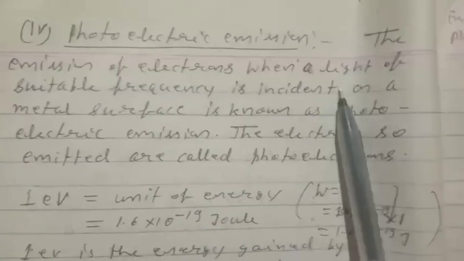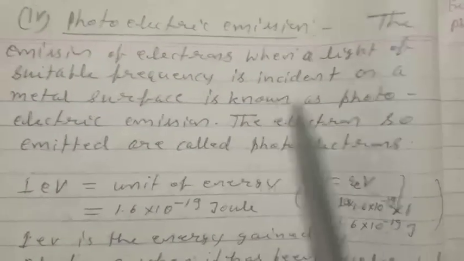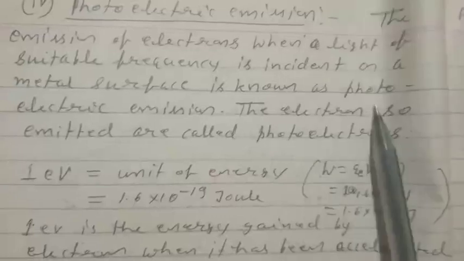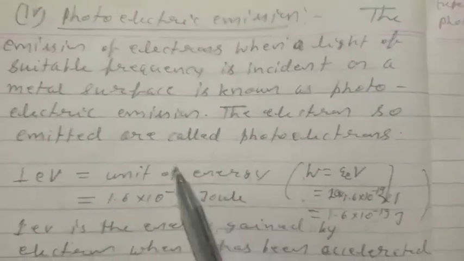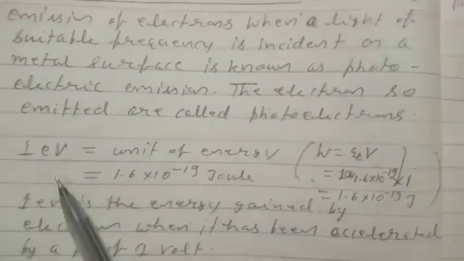Now, photoelectric emission. The emission of electrons when light of suitable frequency is incident on a metal surface is known as photoelectric emission. The electrons so emitted are called photoelectrons.